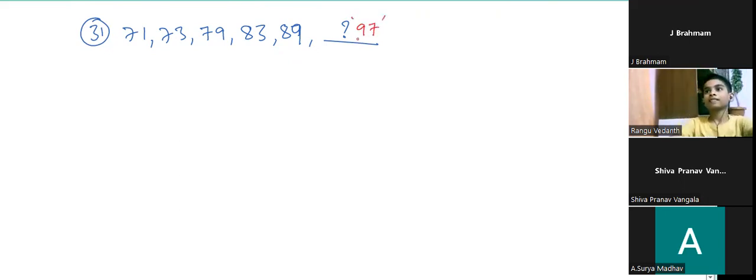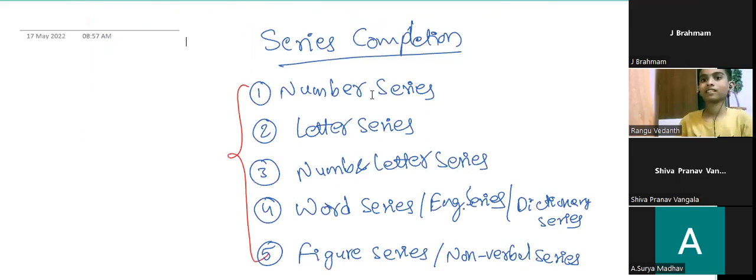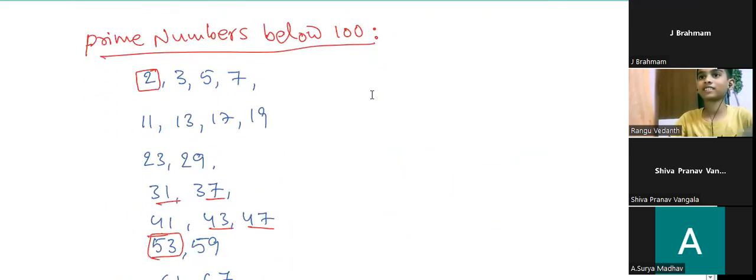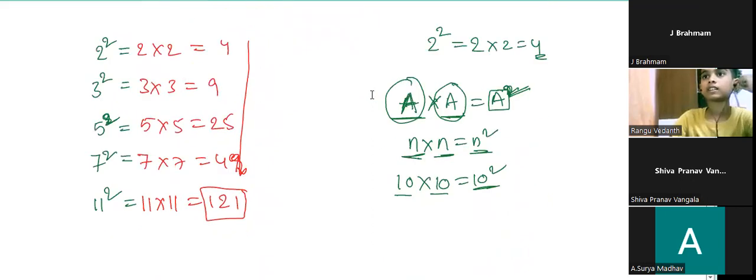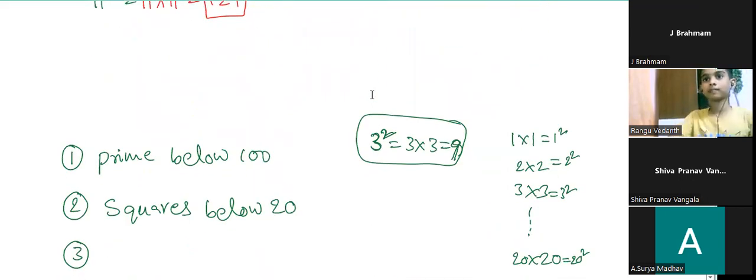You know them, that is why it is easy. If you don't know them, it's hard. So from the first class onwards, I'm continuously telling you these are the things you have to memorize. What are the things? Prime numbers below 100. Next, squares below 20 and cubes below 15.